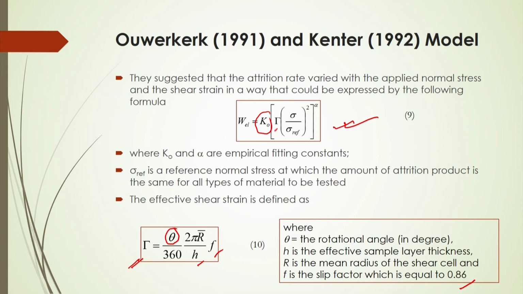Once you know the shear strain, then there is the normal stress. This sigma reference is called the reference normal stress, at which the amount of attrition product is the same for all types of material being tested. And here alpha and K_a are to be obtained experimentally after substituting those parameters in this equation.